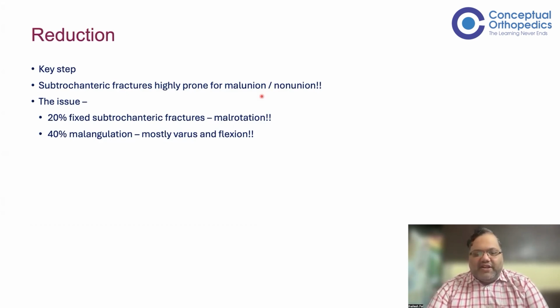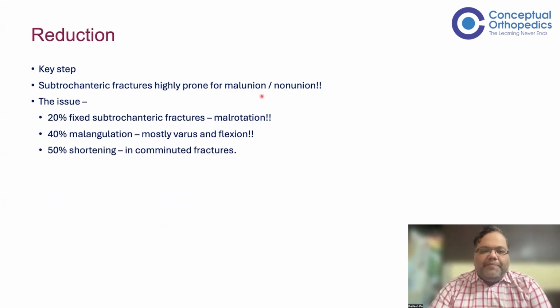Now, that's worrisome, because what meets the eye, if you are not able to correct it, even though we know that it is bad, even though we know that there is a high potential for non-union, then definitely we really need to take significant measures to be able to correct it. So 40% is an unacceptable percentage, and 50% in shortening.